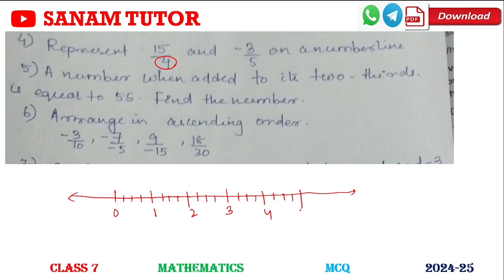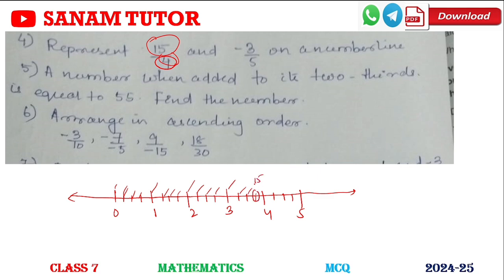If the denominator is 5, then count 1, 2, 3, 4, then the big one is 2, 1. Okay. Now count. The numerator is 50. Now count 1, 2, 3, 4, 5, 6, 7, 8, 9, 10, 11, 12, 13, 14, 15. So the answer is 15 by 4.